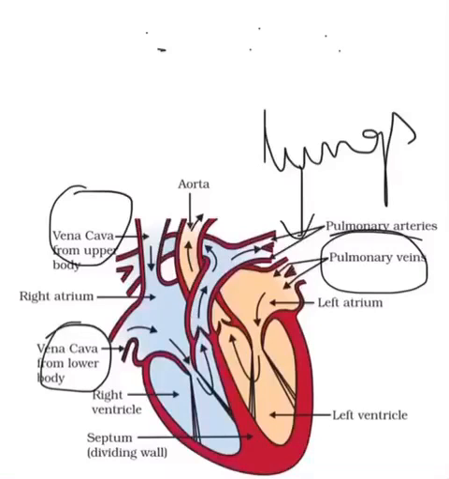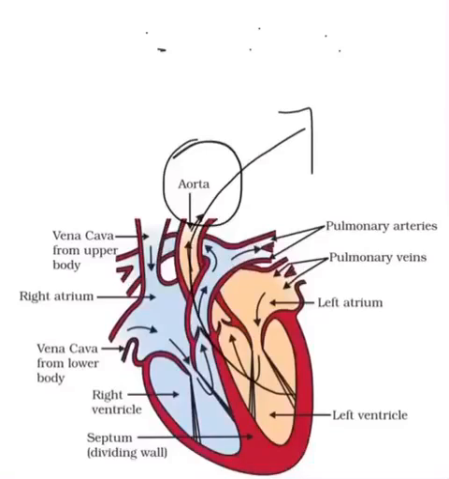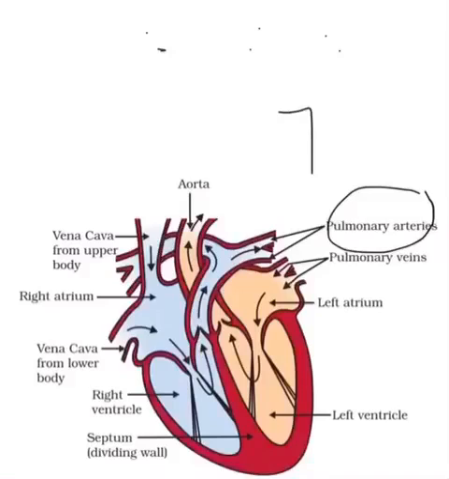Now there are 2 main arteries also which you can see here. One is the aorta. The aorta is the main artery which is carrying oxygenated blood from the left ventricle to every single part of the body, so that every part of the body gets oxygen rich blood. And the pulmonary artery here is carrying blood from the right ventricle to the lungs again for oxygenation.